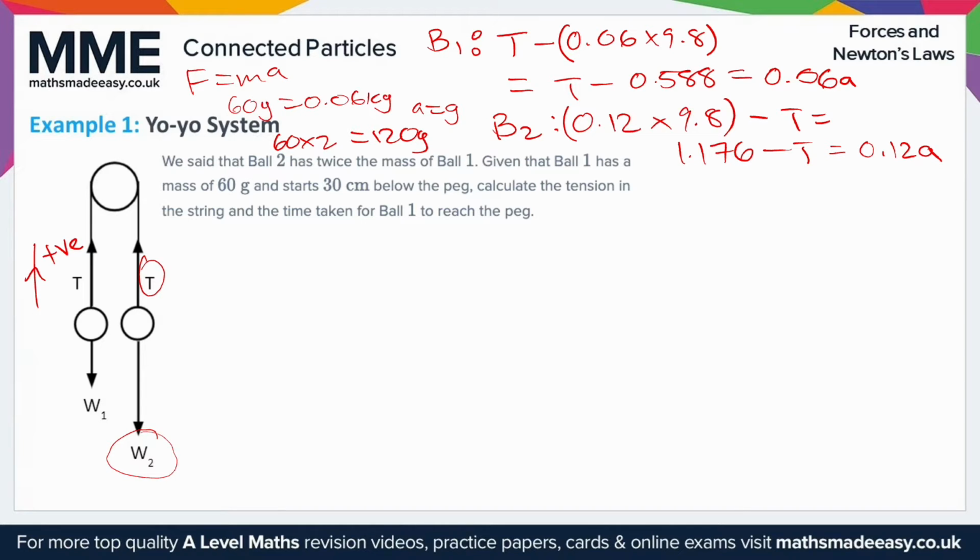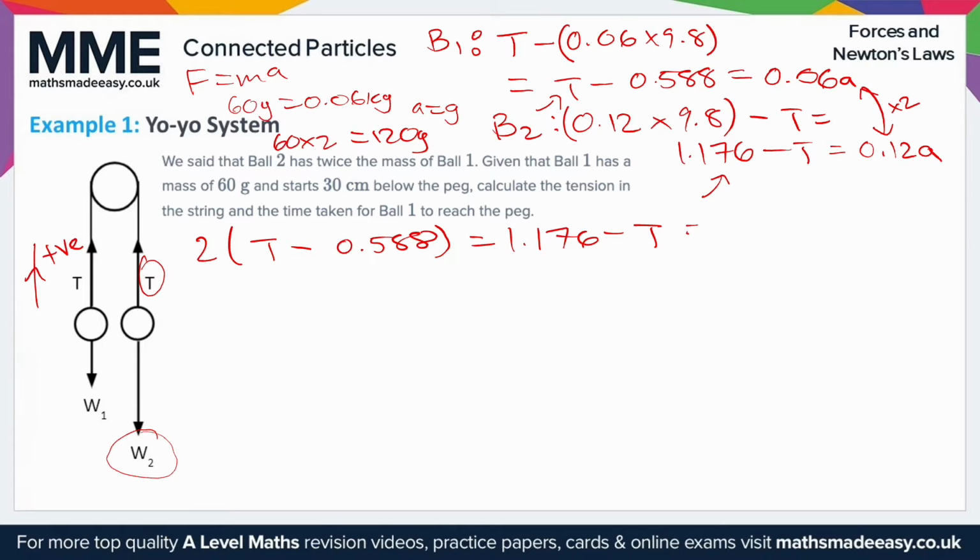Both of those A's are equal. So you can see that this one is double that one. Using that fact, we can solve for T because if we double this and set it equal to this, we have a linear equation. So we'll have two lots of T minus 0.588 equals 1.176 minus T. Now I would expand these brackets and then we have a linear equation to solve.